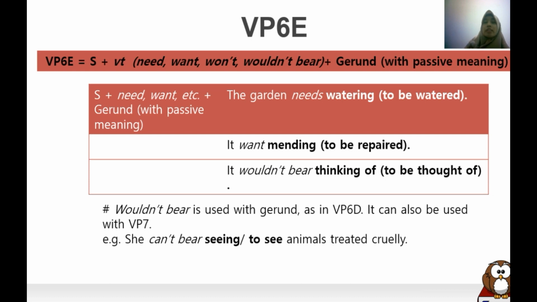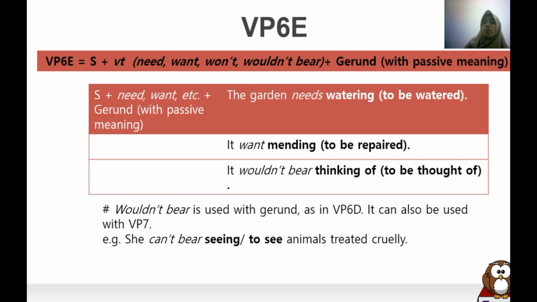For example, the garden needs watering. The garden is the subject. Needs here is the verb, and watering, the gerund, has a passive meaning. It means that the garden needs to be watered. Next, it wants mending. It is the subject, wants is the verb, and mending here has a passive meaning as a gerund. It's the same as it wants to be repaired or to be mended.